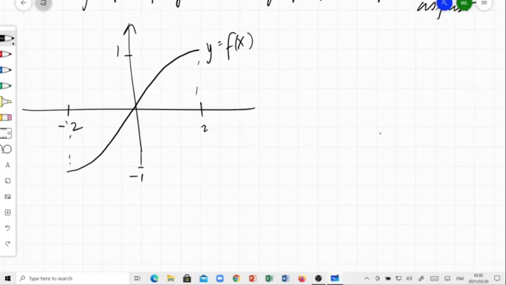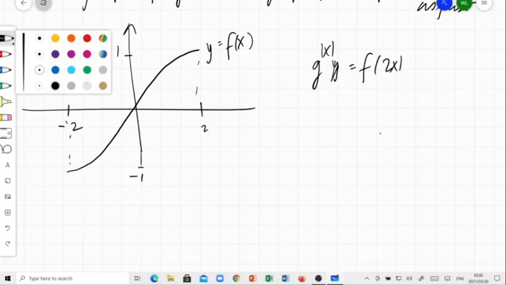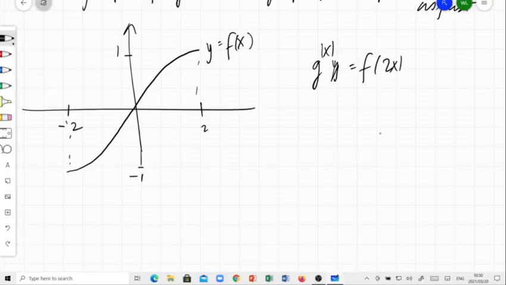So now I want to sketch f of 2x. What about the graph of g, which is equal to f of 2x? In this case, you see, this guy goes twice as fast. So rather than taking 2 units of time interval to grow from minus 1 to 0, it only needs 1. So in this case, it will grow from minus 1 to 0.